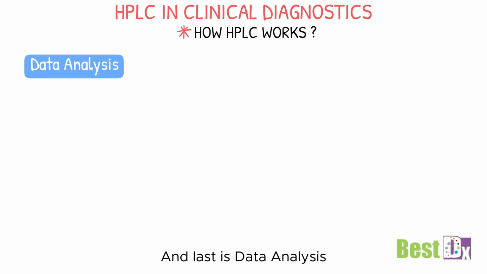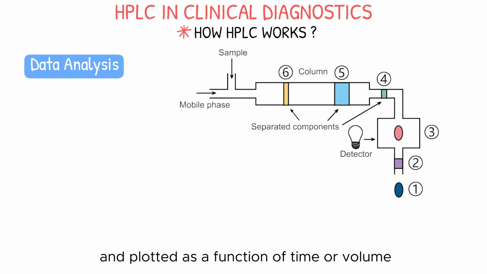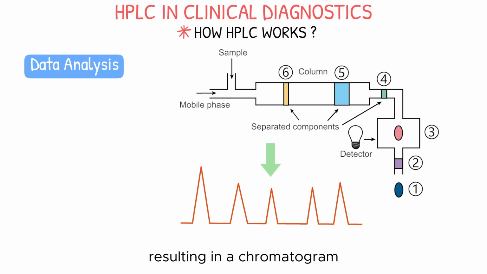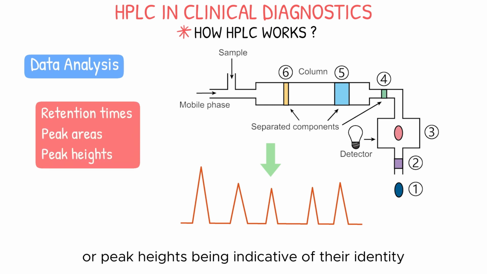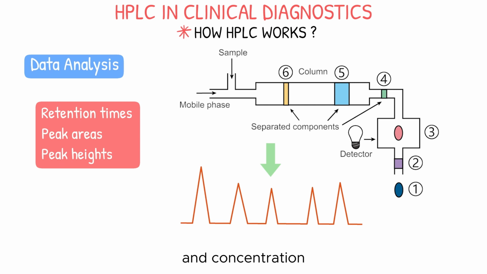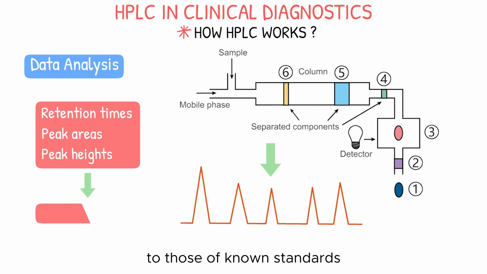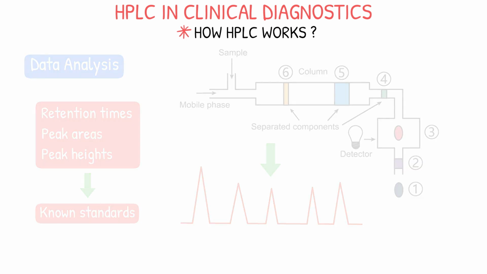And lastly is data analysis. The detector signal is collected and plotted as a function of time or volume, resulting in a chromatogram. The chromatogram displays peaks representing the separated components, with their retention times, peak areas, or peak heights being indicative of their identity and concentration. By comparing the retention times and peak properties to those of known standards, the components in the sample can be identified and quantified.